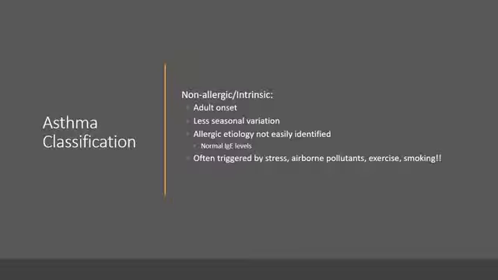Another type is the non-allergic or intrinsic asthma classification. This is more of the adult onset. We see certainly less seasonal variability with this classification than we did with the extrinsic component. And then with this, once again, the other big difference is that we see normal IgE levels with the intrinsic component. Often this is triggered by environmental stresses or airborne pollutants. So that can be another triggering cause with intrinsic asthma.